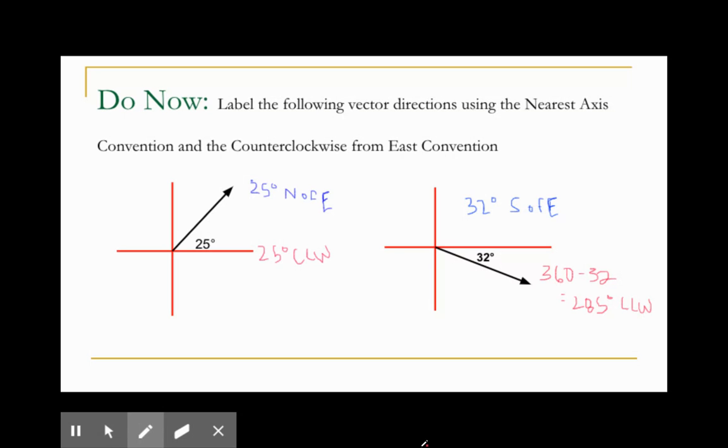Or another way, I said 25 degrees counterclockwise from east. Exactly. So we start at the east axis and we move our pencil in the counterclockwise direction until we hit our vector, which ends up being exactly 25 degrees counterclockwise. Good. There's also a third way in which we could label this. What's another way in which we could label number one?